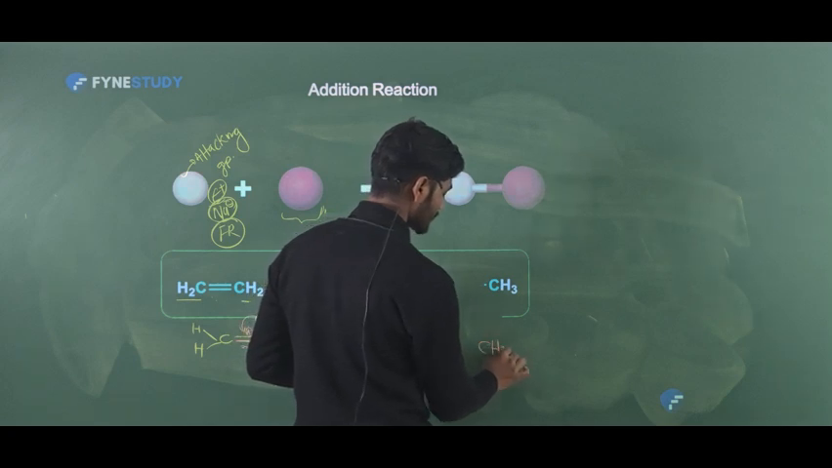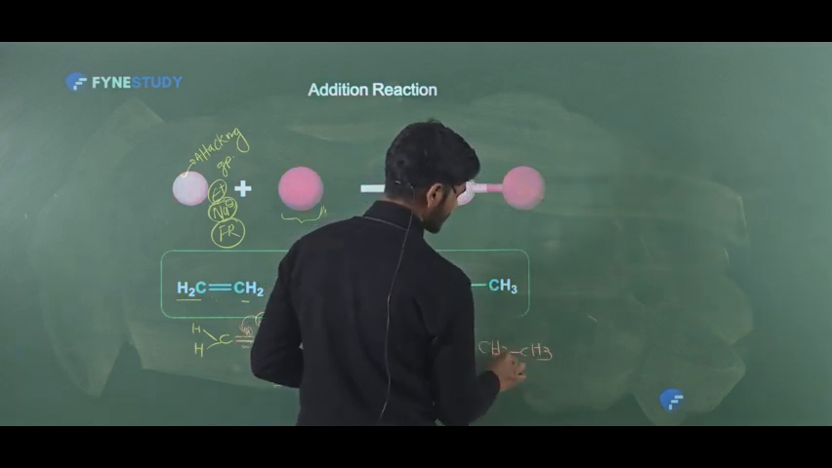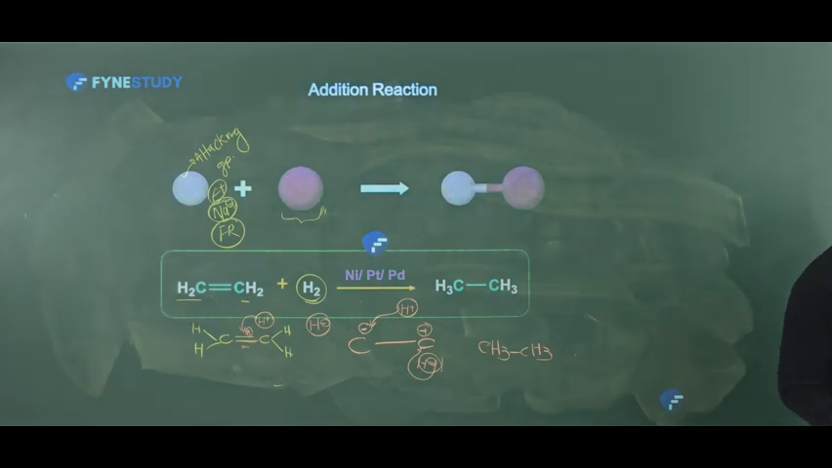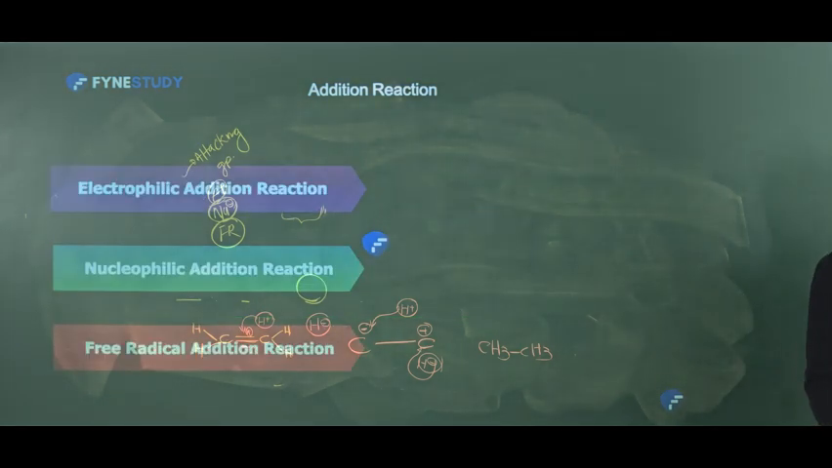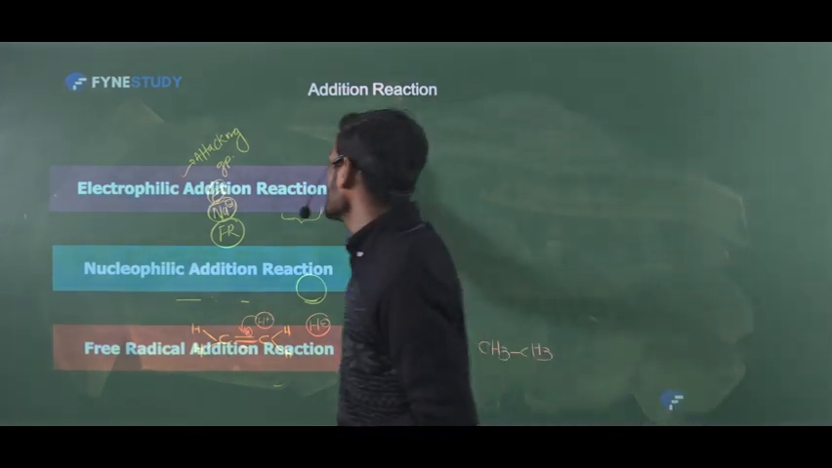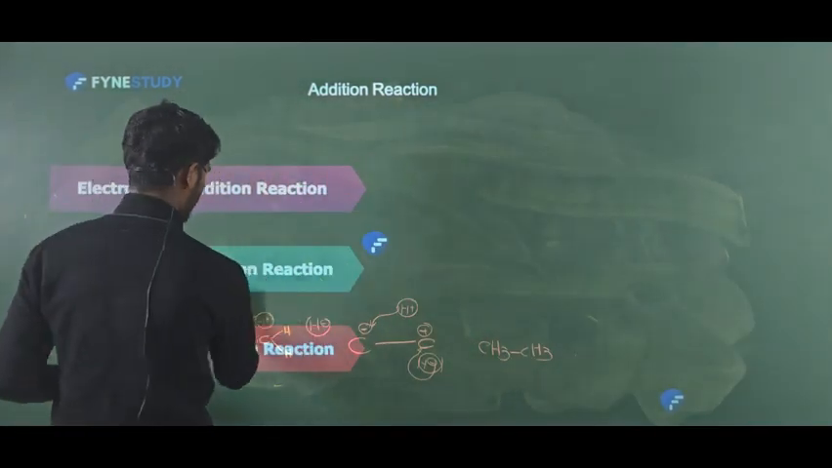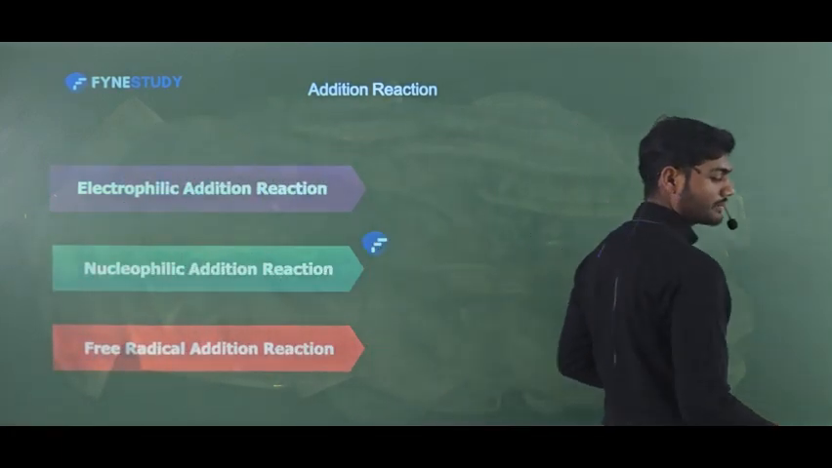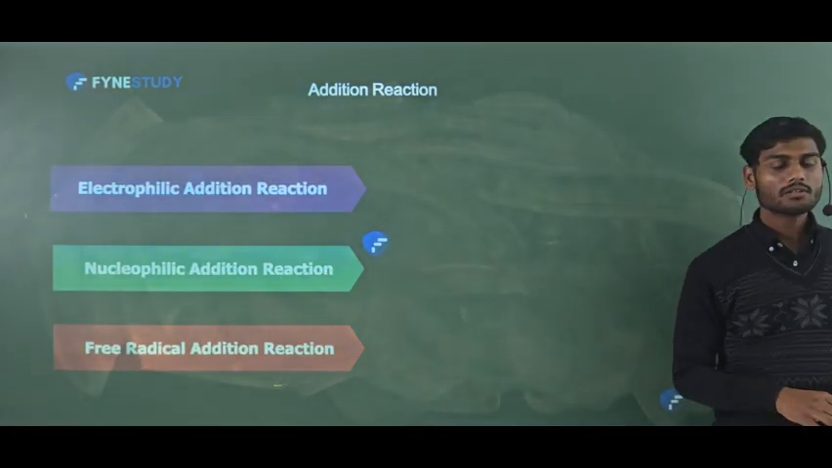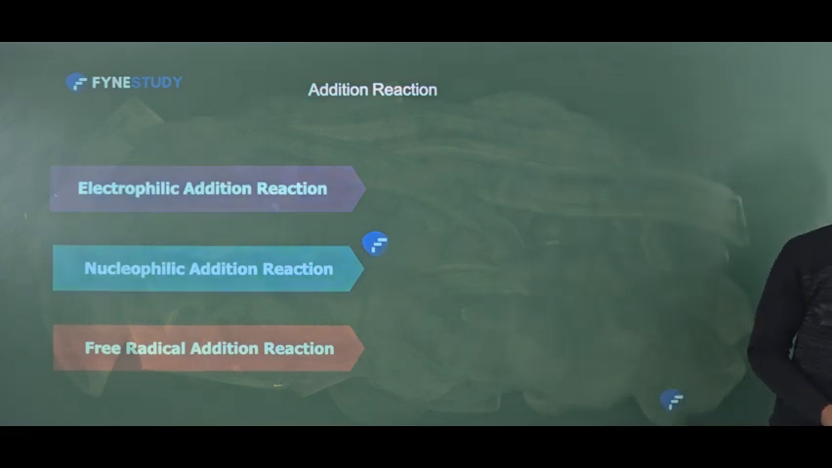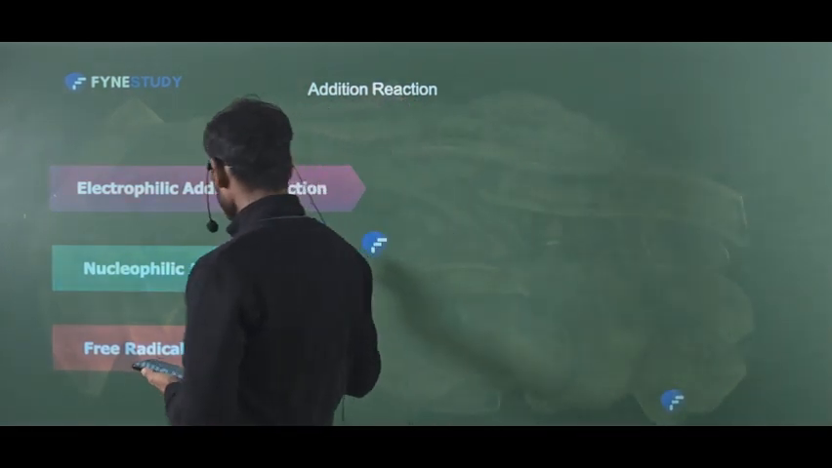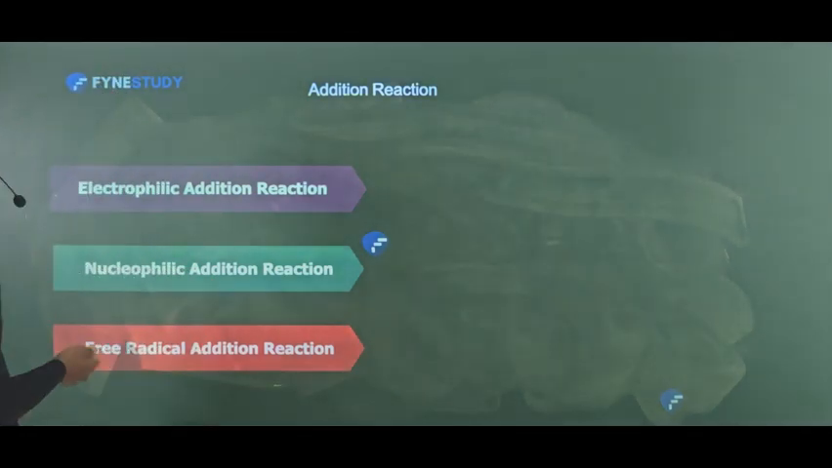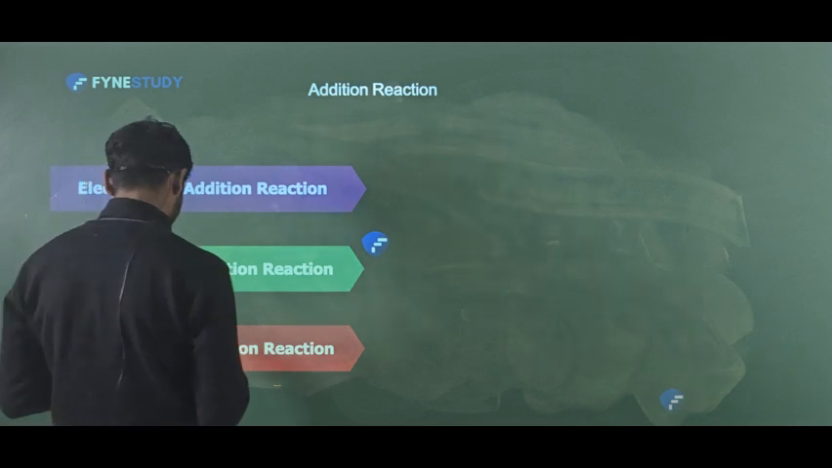So the final compound will be like this, CH3 and CH3. I hope you understand. Now let's move on to the next. So same thing here also, the attacking group can be an electrophile, nucleophile or free radical. So same thing goes here also, there will be the addition of the electrophile or nucleophile or free radical.